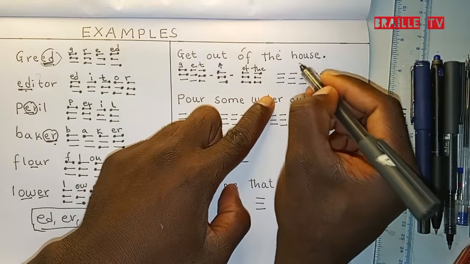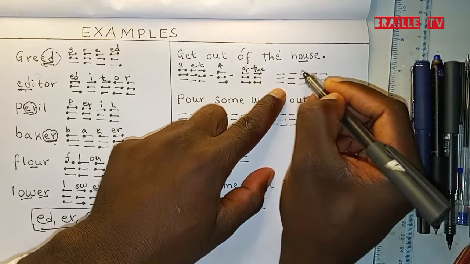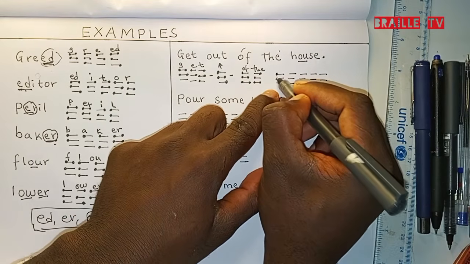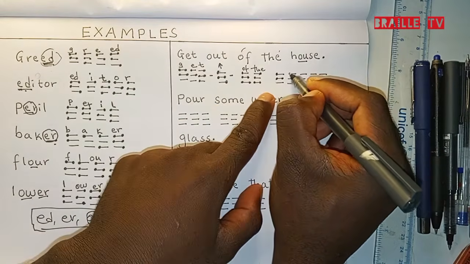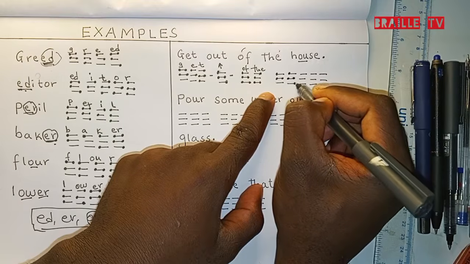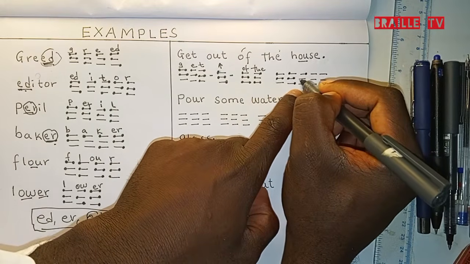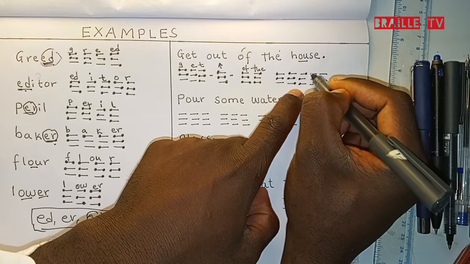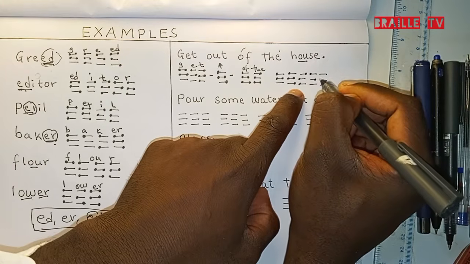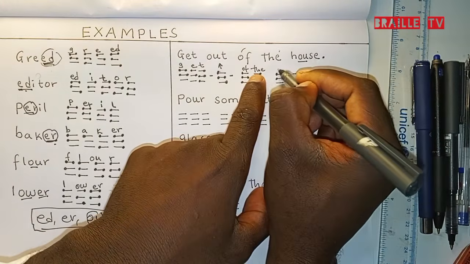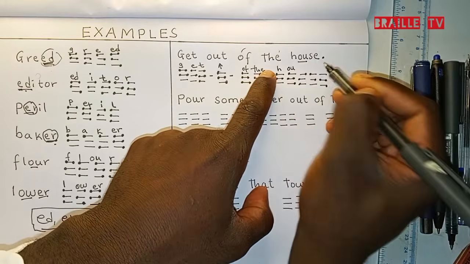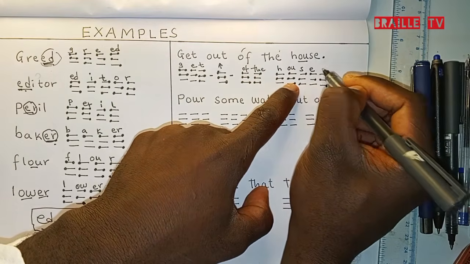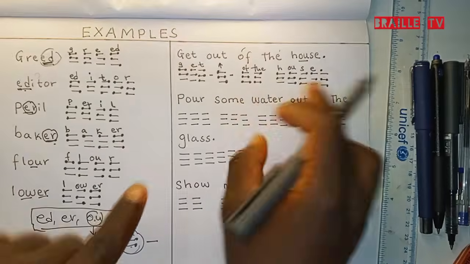Then "house": you just spell out and then you contract OU in this case. So here we are going to write H. Then OU, I told you, is written like this, the opposite of T. And then we have letter S, and then letter E, and then the full stop, as simple as that. So we are going to write H, OU contracted, S, E, and then full stop. It's just that simple.